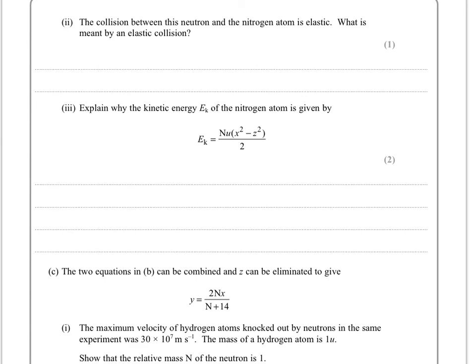Question 18b, part 2. The collision between this neutron and the nitrogen atom is elastic. What is meant by an elastic collision? And this is just a standard from your book answer. Elastic collisions are collisions where kinetic energy is conserved.